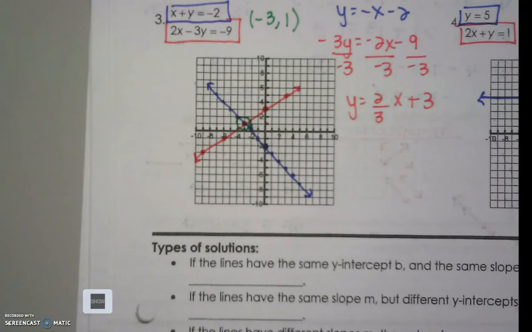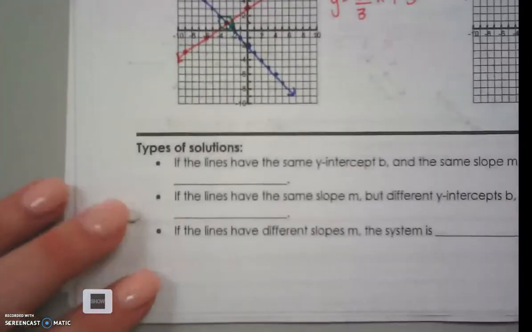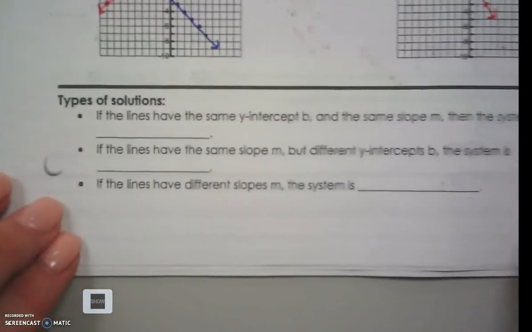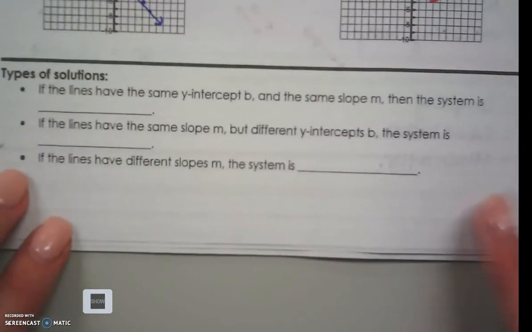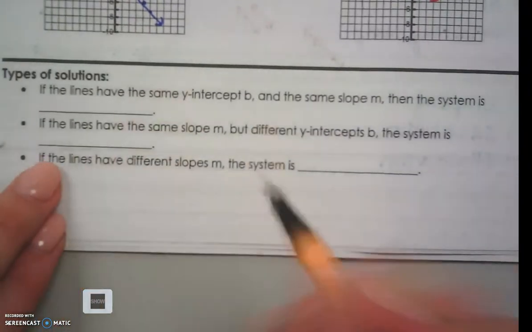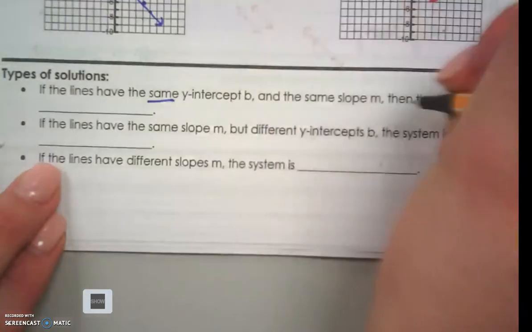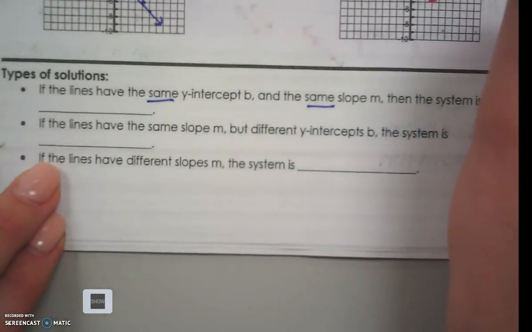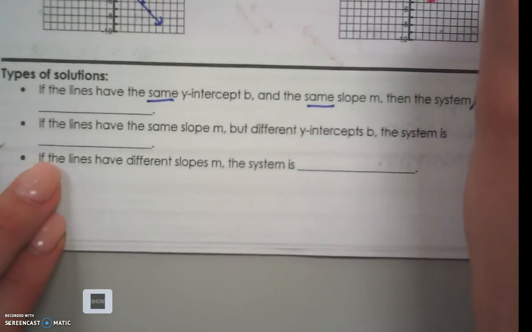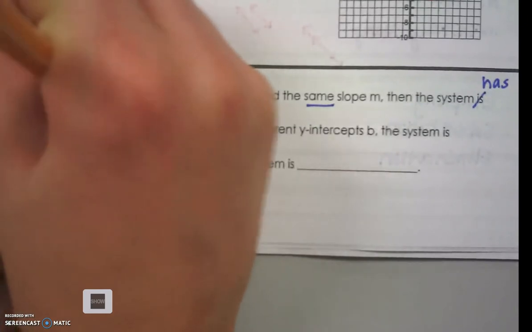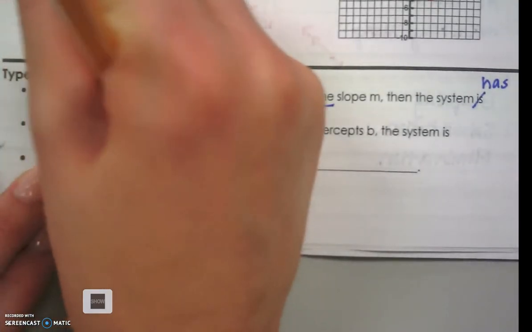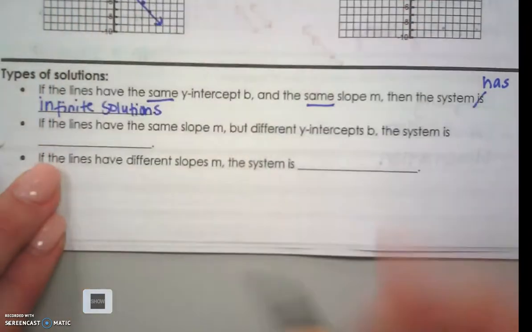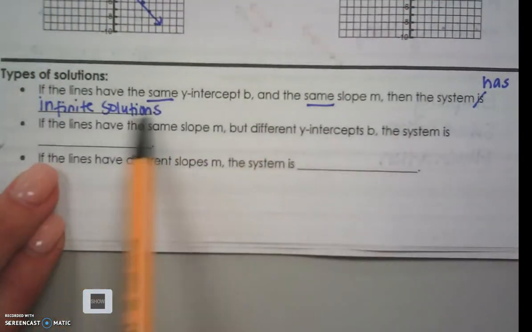Now let's look at the fill in the blank options here. Good test questions, good reminders for y'all. If the lines have the same y-intercept, the same slope, then the system should say has infinite solutions. You're graphing the same line, so every point on that line will be a solution.